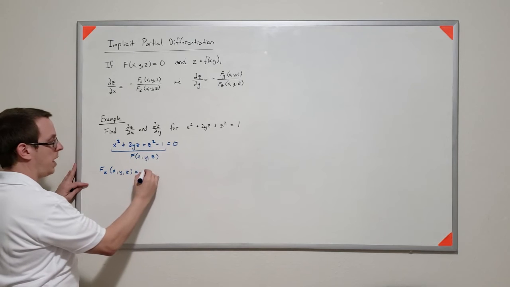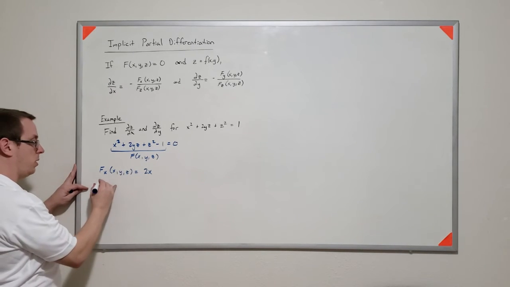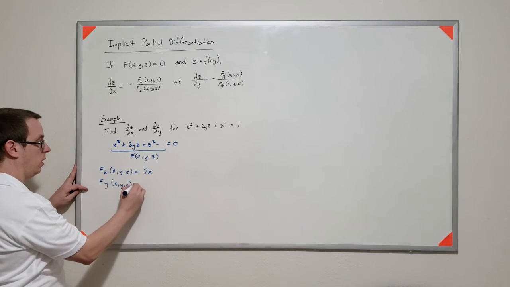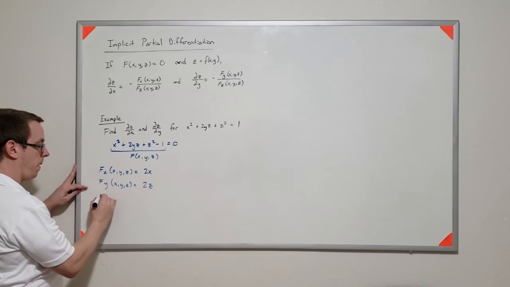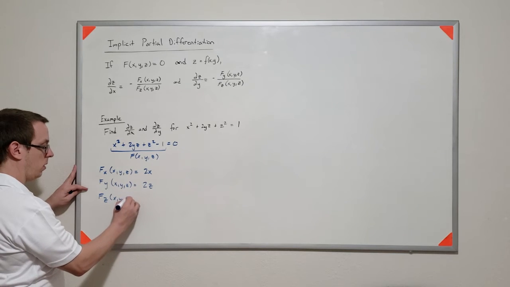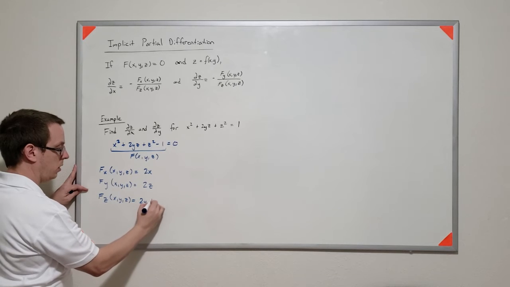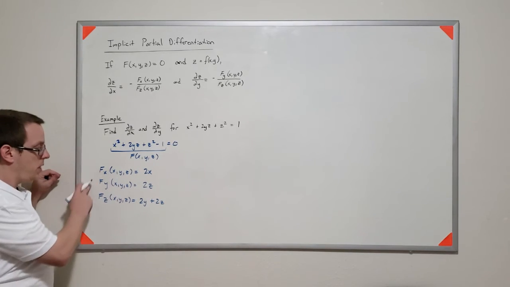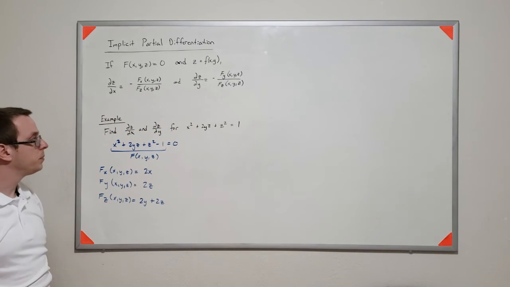The partial with respect to x is 2x. There's no x's there, so it's just 2x. The partial with respect to y looks like 2z and then 0. The partial with respect to z, however, is 0, 2y, 2z. So now I have each of these partials, so I can fill out these pieces.